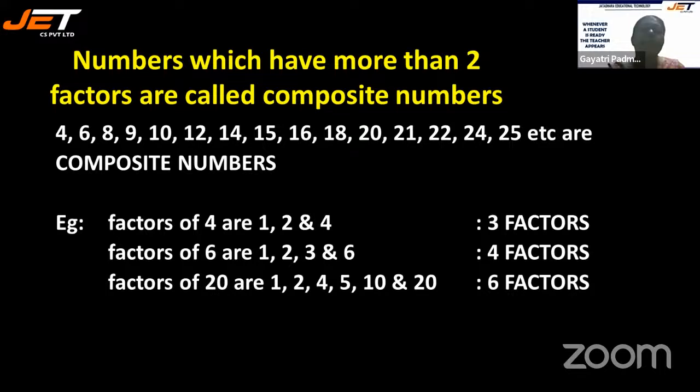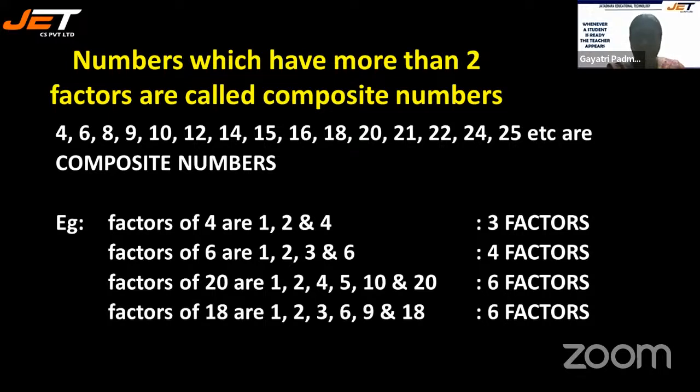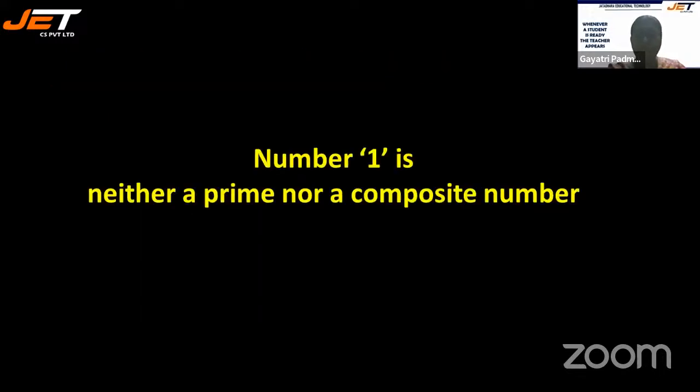Next, let us take the number 20. We have 1, 2, 4, 5, 10 and 20. So totally we have 6 factors. Now let us take 18. We have 1, 2, 3, 6, 9 and 18. So we have 6 factors.